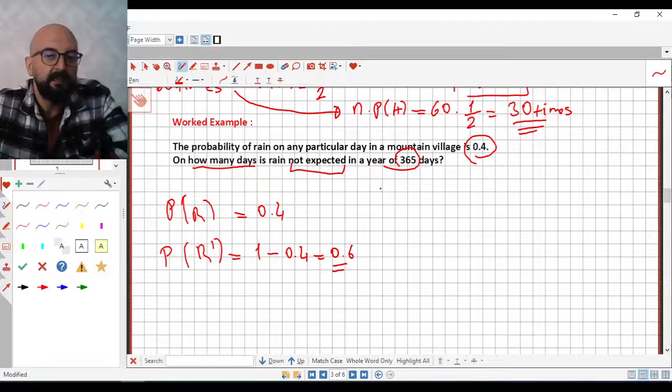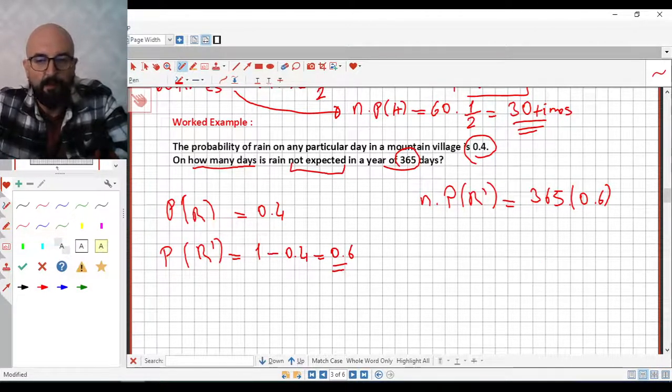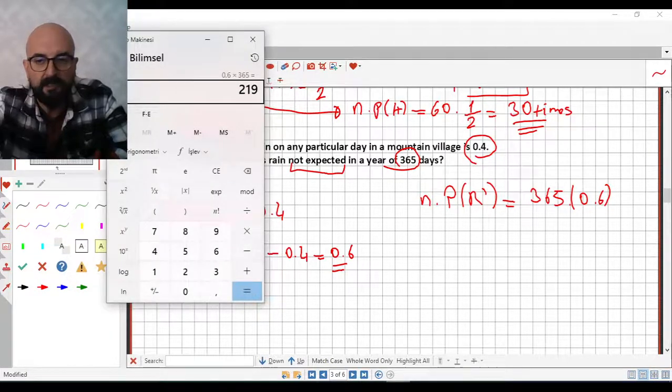And in a year of 365 days, you expect not rain, so you multiply by the probability of the complement of rain. So 365 multiplied by 0.6, and I want to use my calculator.